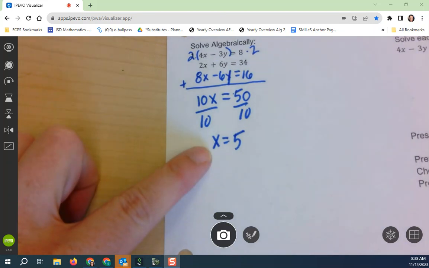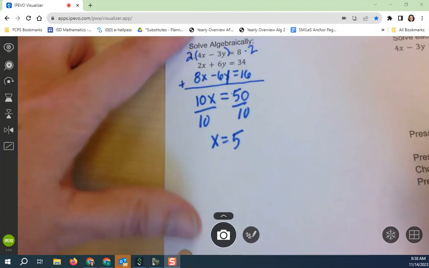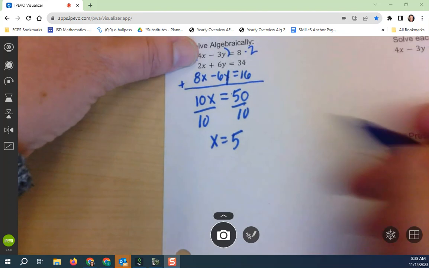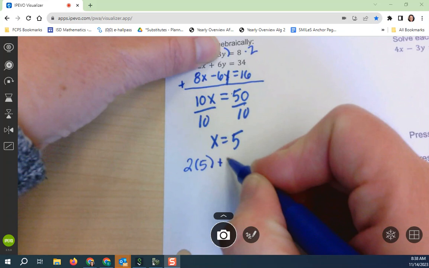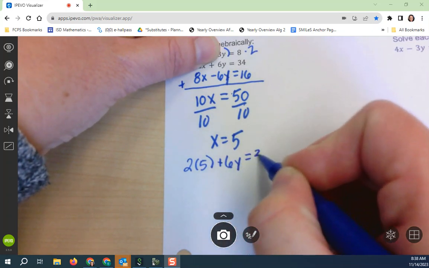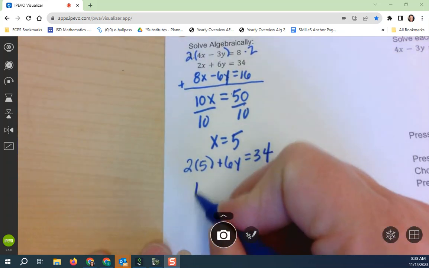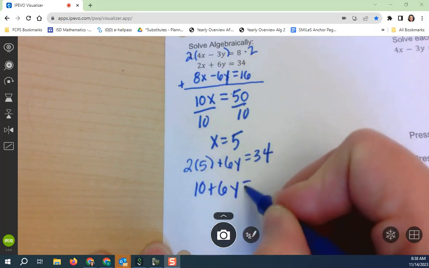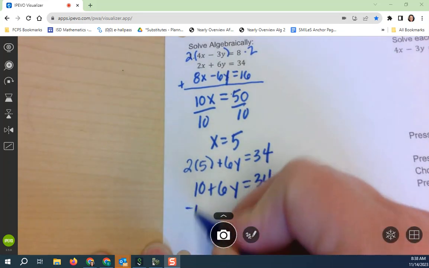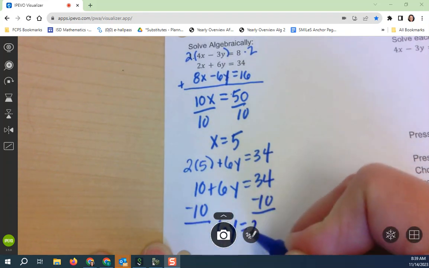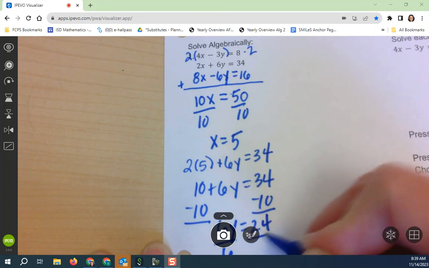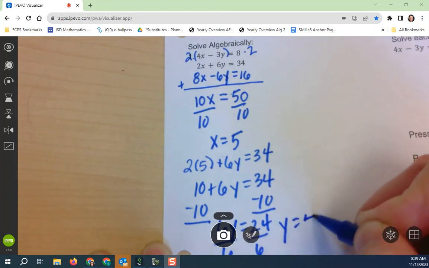Now, I have to take that x equals 5 and substitute it back to find what? Y, good. I need to find y. It doesn't matter which one you pick. I'm going to choose the second one. So 2 times 5 plus 6y equals 34. And 10 plus 6y equals 34. Subtract the 10. 6y equals 24, and divide to get y equals 4.